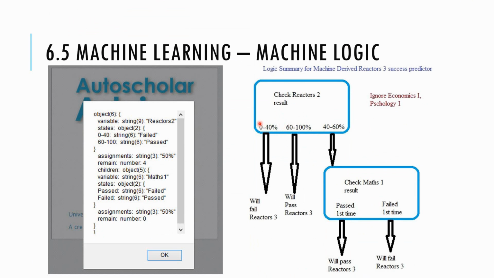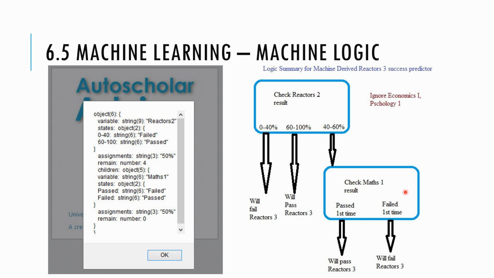And if you get marks in this low range, 0 to 40%, you will likely fail that course. If you get marks in this high range, you will likely pass Reactors 3. And if you get marks in this middling range, it's not enough to look at just Reactors 2. You also need to look at the Maths 1 result. And in that case, if you've passed Maths 1 the first time, you'll likely pass, and if you fail the first time, you likely fail.